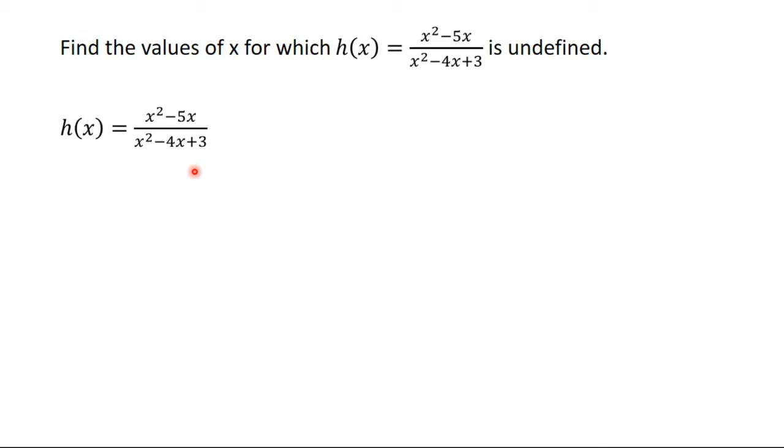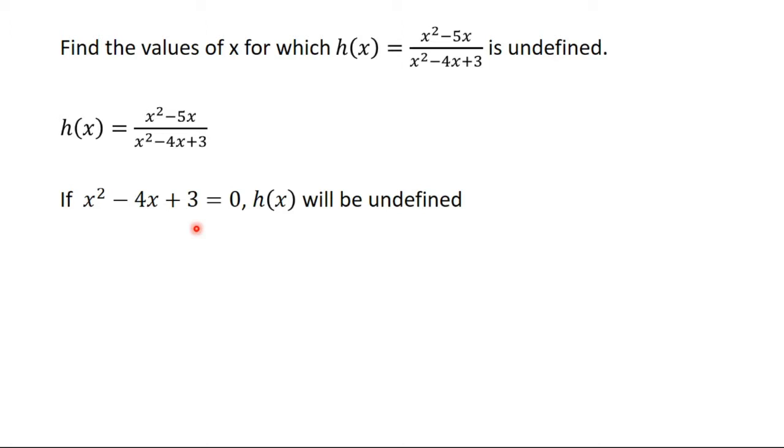So to find the value of x that will make this function h of x undefined, we equate what is on the denominator to 0. So we are saying that if x squared minus 4x plus 3 is equal to 0, then h of x will be undefined. So don't worry yourself with what is on the numerator. Equate the denominator to 0. Sometimes, to find the value of x that will make a certain function undefined, the question will tell you to find the zeros of the function.